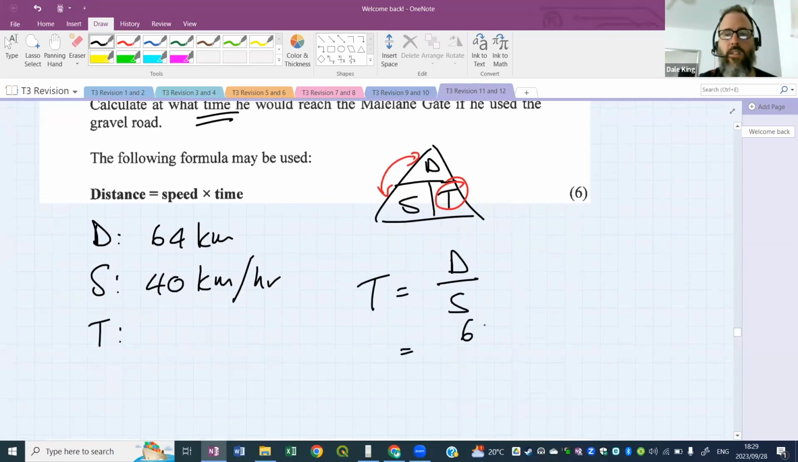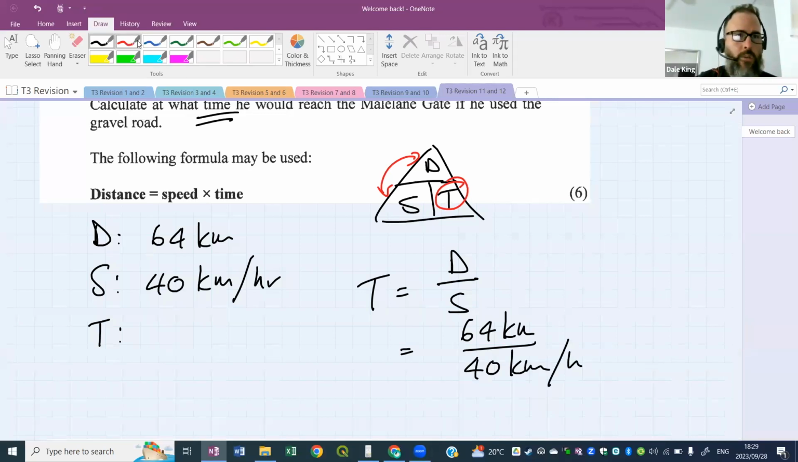Our distance is 64 kilometers, and our speed is 40 kilometers per hour. Now, the hard part of this question so far has been gathering information. We got a distance from the table that they gave us. We got the speed from the text in the question. And then we got to know which formula to write. So T is equal to D over S. The second most difficult thing here is making sure that your units are correct. You've got to have kilometers there and kilometers here. So if one was meters, you'd have to convert.